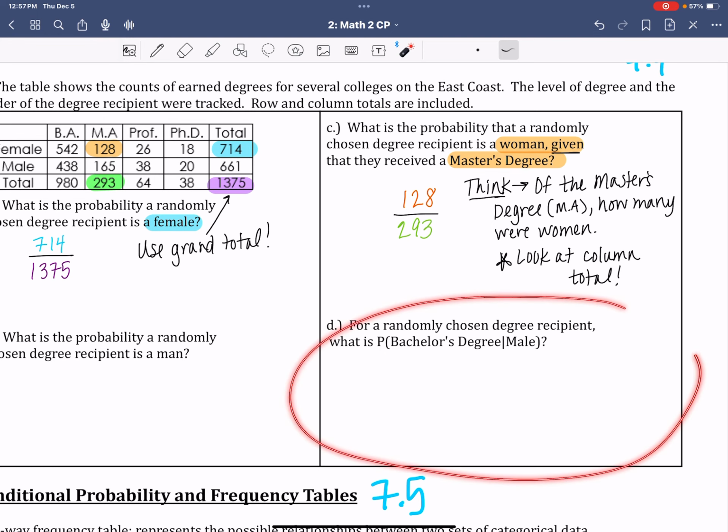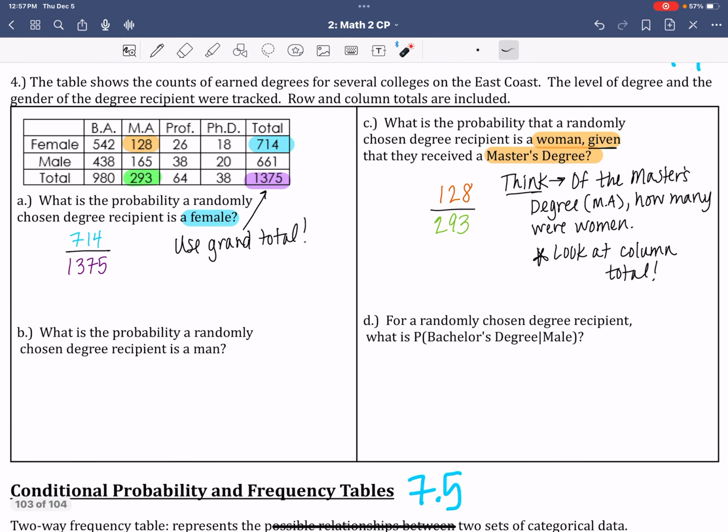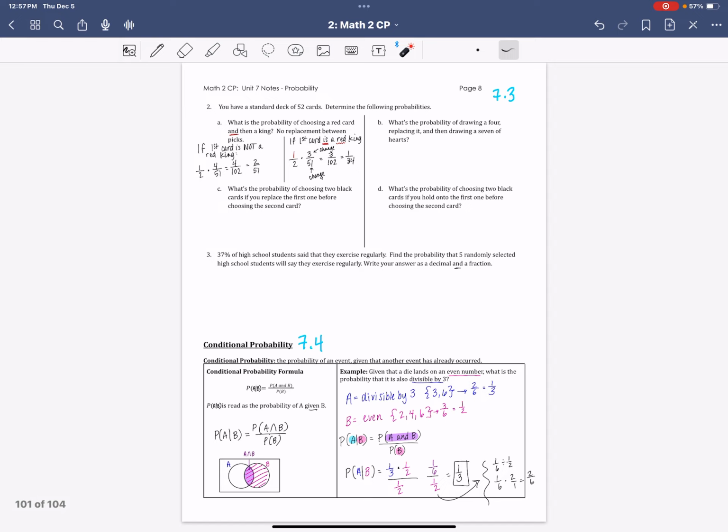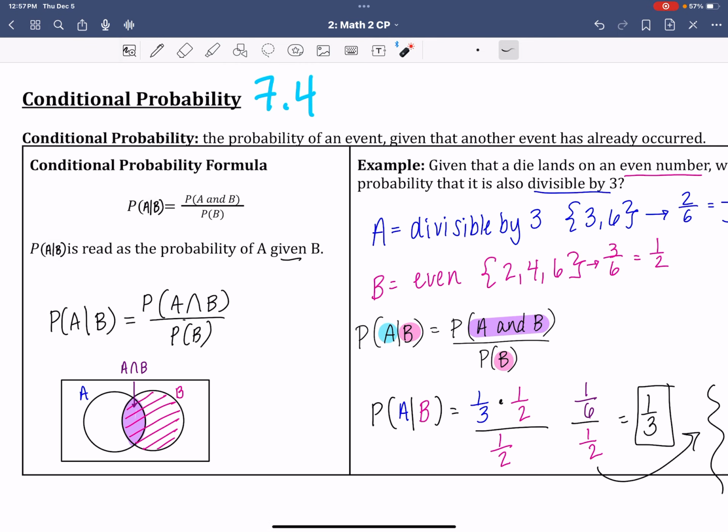Based on this, you're going to complete that. And remember, this is given, so you're going to use the formula from before: the intersection of A and B divided by the probability of B. Go ahead, try those, and then we'll double check that. Just remember, conditional probability says something's already happened, and you're going to use this formula, basically dividing out any overlapping part.